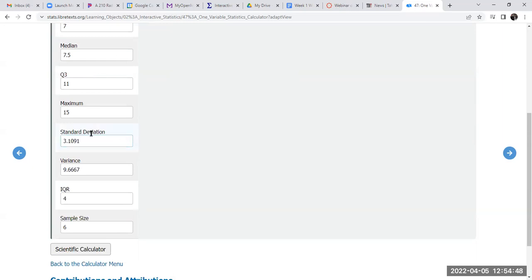Okay, so standard deviation gives you an idea of how far the values tend to be from the mean. It's a measure of the spread. So if the standard deviation is large, that means the numbers are very spread out. If the standard deviation is small, that means the numbers aren't very spread out. Any questions on that?